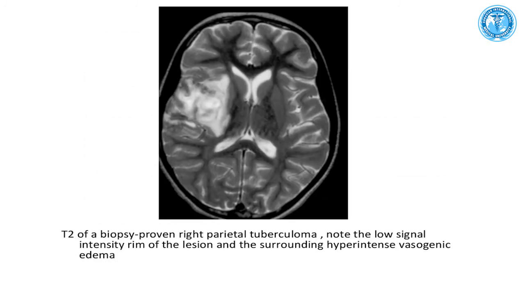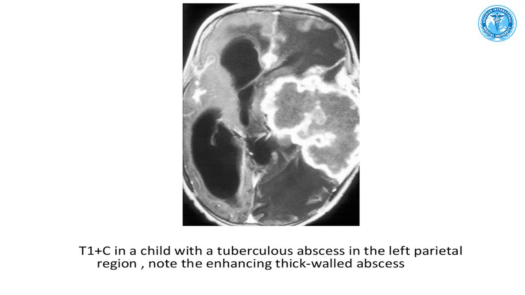T2 of a biopsy proven right parietal tuberculoma. Note the low signal intensity rim of the lesion and the surrounding hyperintense vasogenic edema. In a child, T1 plus contrast shows a tuberculous abscess in the left parietal region. Note the enhancing thick-walled abscess.